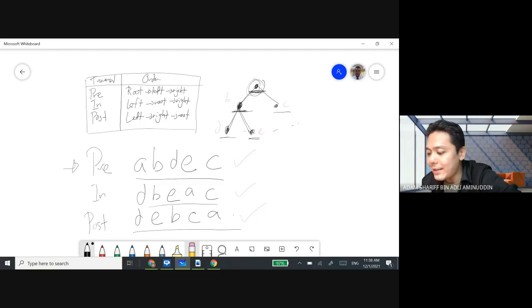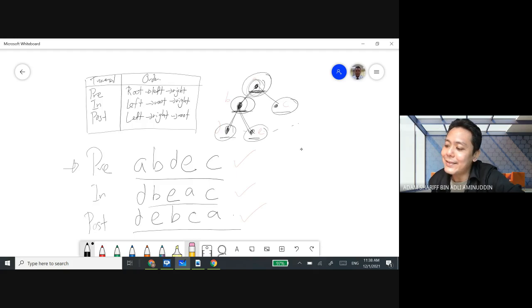For post-order, I can see the pattern. All the leaves will be finished first, from the left to right. Because that's the logic, root is at the top. So normally we finish the leaves first, D, E, and then B, C, A, at the top.